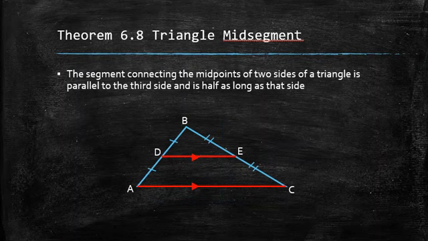The triangle midsegment theorem states that the segment connecting the midpoints of two sides of a triangle is parallel to the third side and is half as long as that side. In this example, segment DE connects the midpoints of segment AB and CB. It is parallel to side AC and is half the length of segment AC.